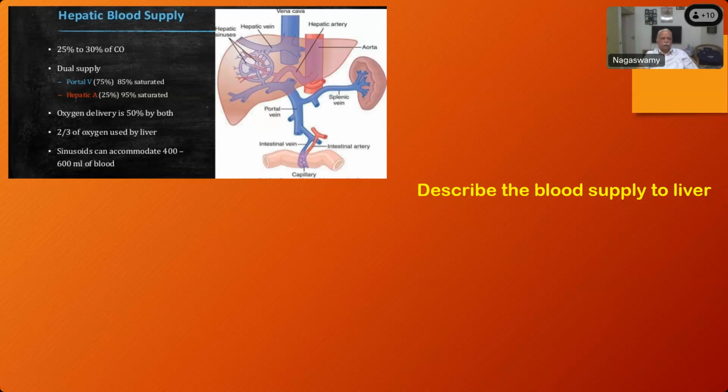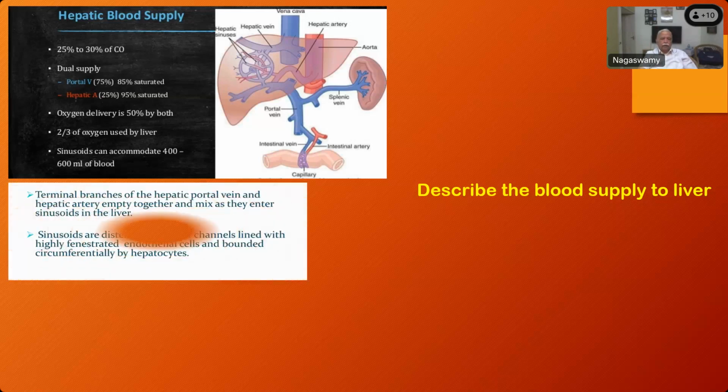So the hepatic artery is the main source of oxygen for hepatocytes, and the oxygen delivery is 50% by both, and two thirds of the oxygen used by the liver comes from the sinusoids, which are the areas where both these bloods mix together. The sinusoids are the vascular channels between the hepatocyte columns, which receive a mixture of both the hepatic and the portal supply. Here, if you see, the terminal branches of the hepatic portal vein and hepatic artery empty together and mix as they enter the sinusoids of the liver.